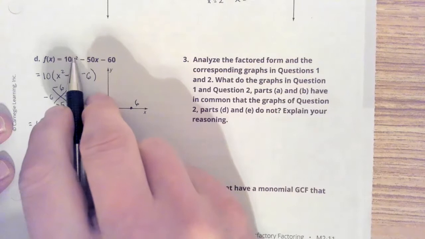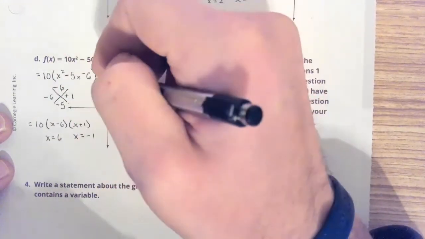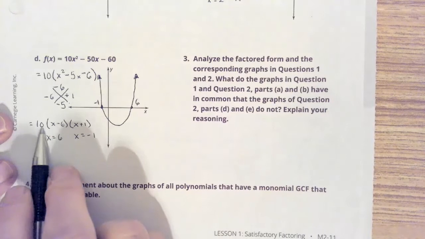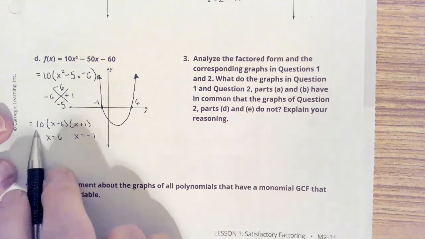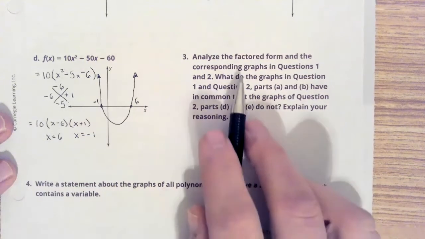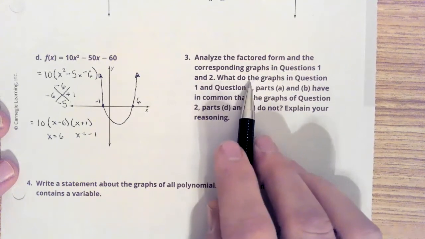And this one was also a quadratic function, so it's going to look like a parabola. Droop down, come back up. And that is it. Remember, this 10 doesn't have a variable there, so it's not really a factor. It doesn't have a zero that goes with it. You can kind of just ignore constant values like that. Analyze the factored form and the corresponding graphs in questions 1 and 2.